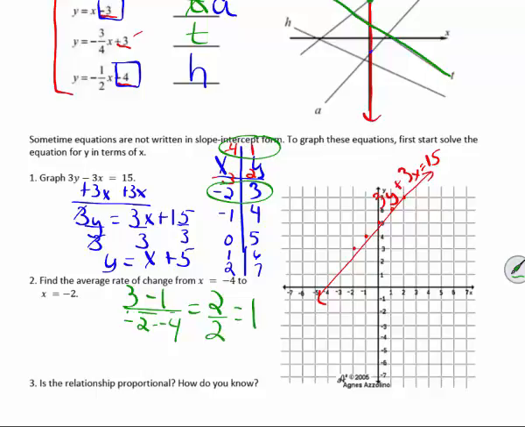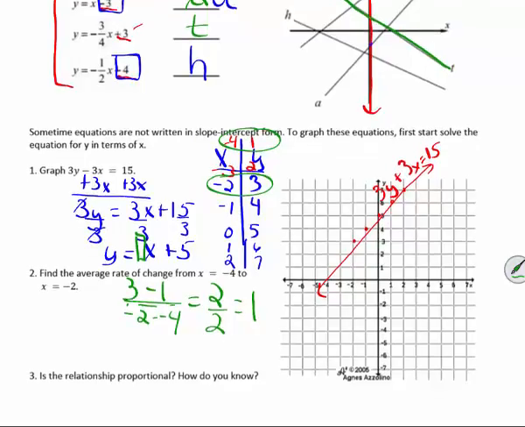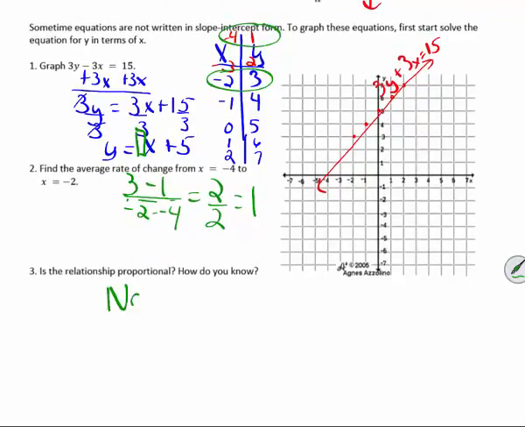And again, if you look, when we put it in, my coefficient of x would have been 1. And I'm going up 1 over 1 to get to every point. Is the relationship proportional? No. How do I know that? It doesn't go through the origin.